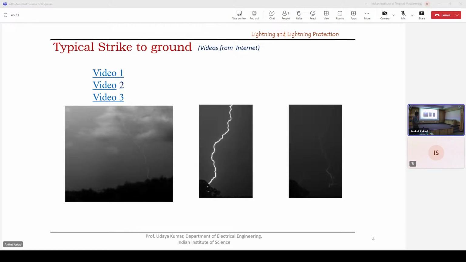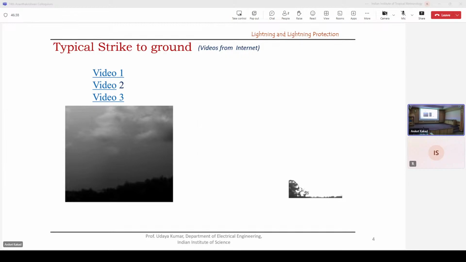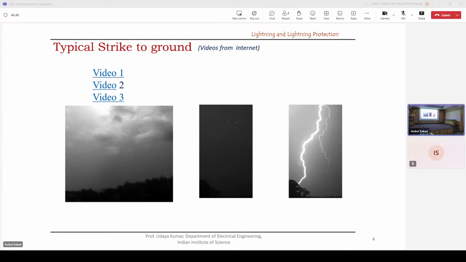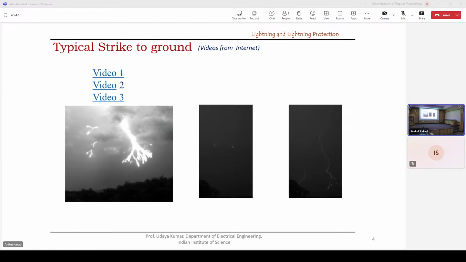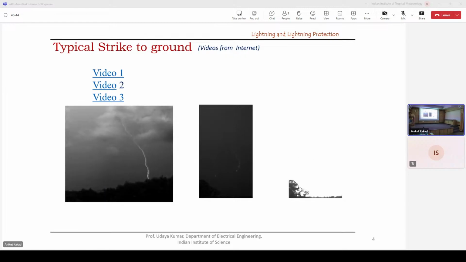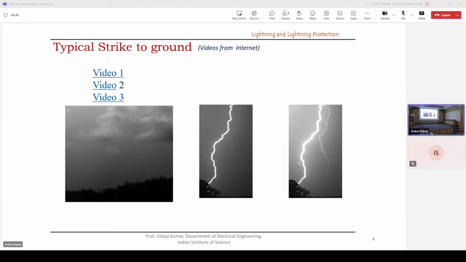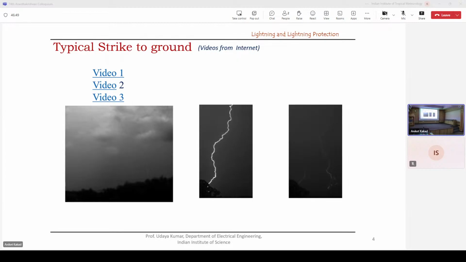Charges flow from the ground to the cloud. They may be negative or positive depending on the phenomenon. And what we really see as lightning is the second phase, called the return stroke phase. This phase we cannot see because of time resolution, because of the faint nature of the discharge. What we see is only this.